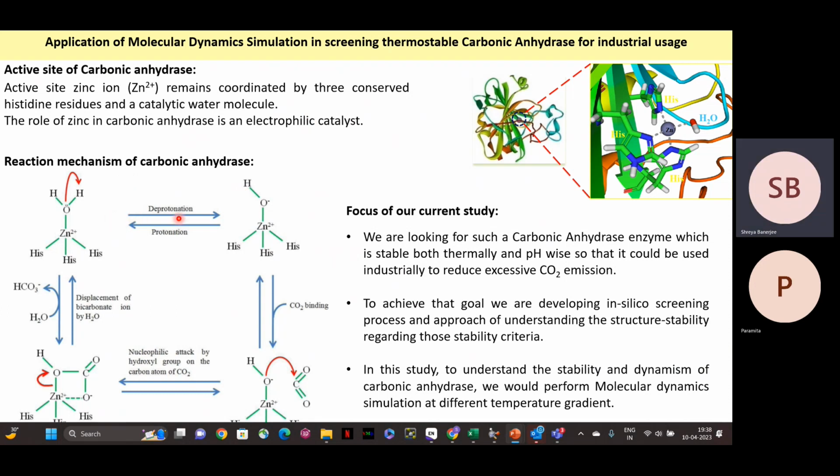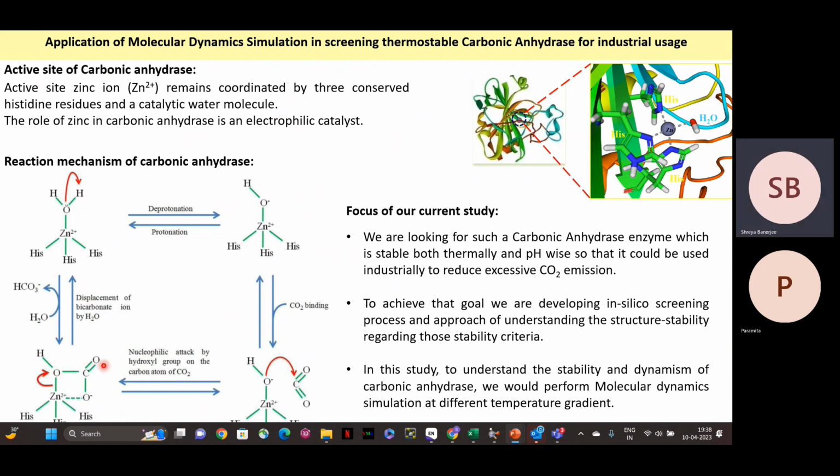Initially a deprotonation occurs and the H+ leaves, and so this becomes O minus. Then the CO2 binding happens. So this O minus attacks the CO2 molecule, and CO2 becomes COO minus and is coordinated to the zinc. After that, this entire group, HCOO minus, bicarbonate, leaves. So what happens?